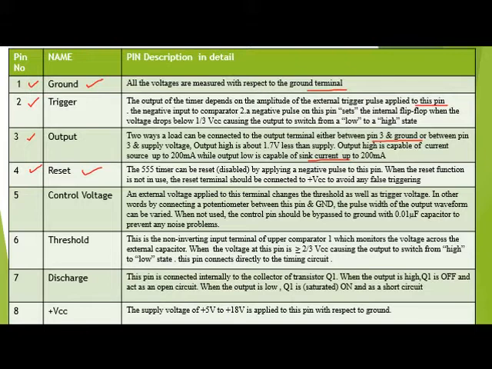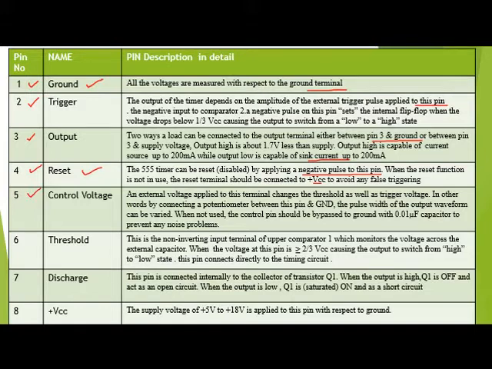The fourth one, pin number 4, is the reset terminal. The timer can be reset or disabled by applying a negative pulse to this pin. When the reset function is not used, this terminal should be connected to plus VCC to avoid any false triggering.